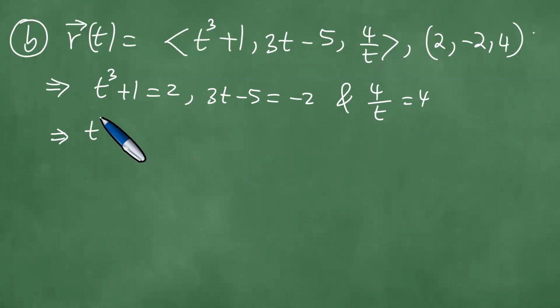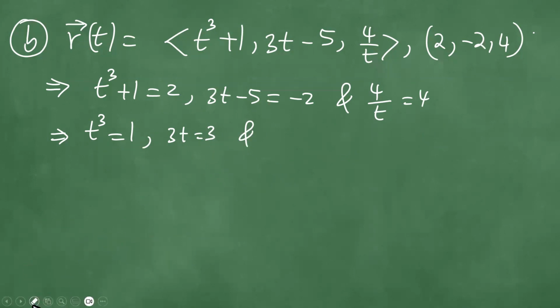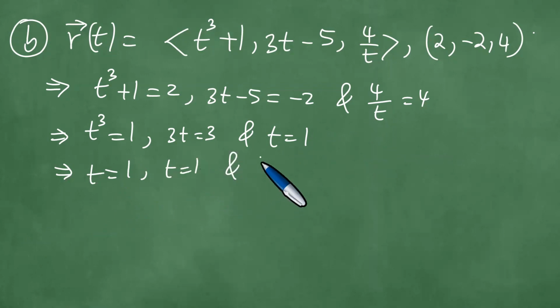So now this means you have t cubed equals 2 minus 1, which is 1. Here you have 3t equals 5 minus 2, which is 3. And what else are we able to achieve? We're able to get t. T is 1 here, 4 cancels, etc. Moreover, here we're getting t equals 1, t equals 1, and t equals 1. Well, obviously that's what we expect. We expect t to be the same value.